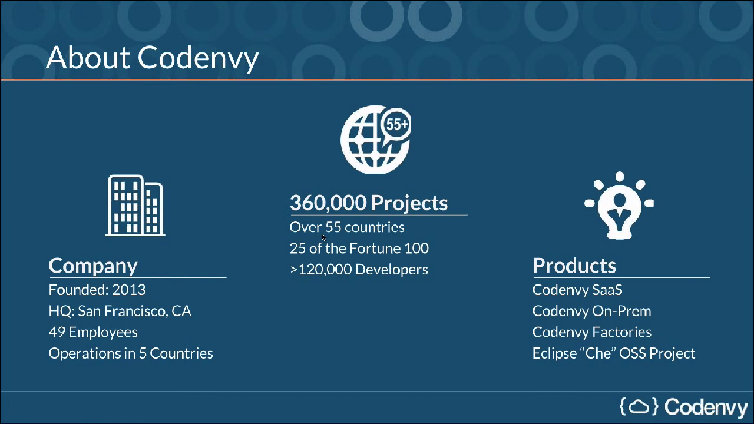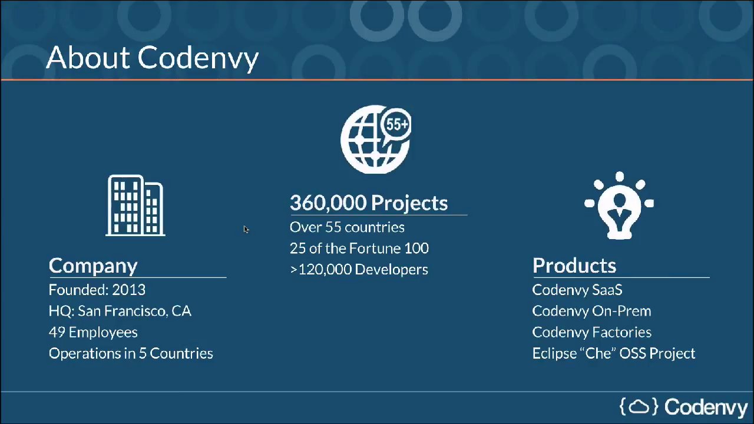About Codenvy, the company was founded in 2013 and is headquartered in San Francisco. We currently have 49 employees and operations in 5 countries. Our products cover the SaaS version, the on-premises version, as well as the factories we'll talk about today. So our primary product is the hosted cloud IDE, connected to that environment configuration, packaging, and running infrastructure set of microservices.